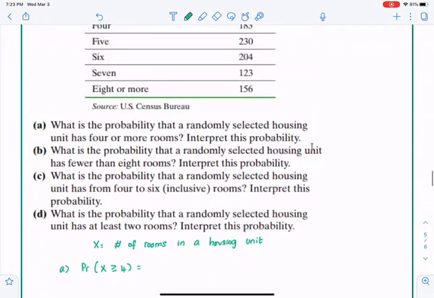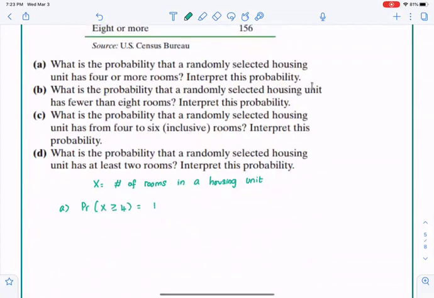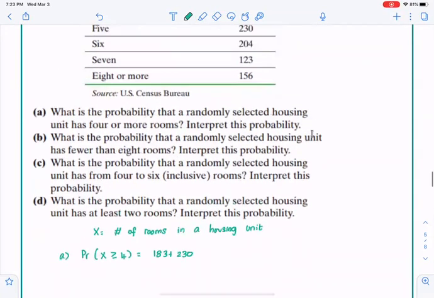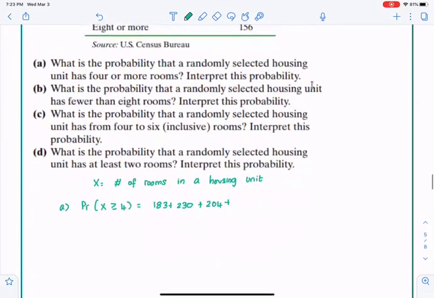So all I have to do is add those values, 183 plus 230 plus 204 plus 123 plus 156 and divide by the total, which is 1,000. So 183, 383, 413, 630.